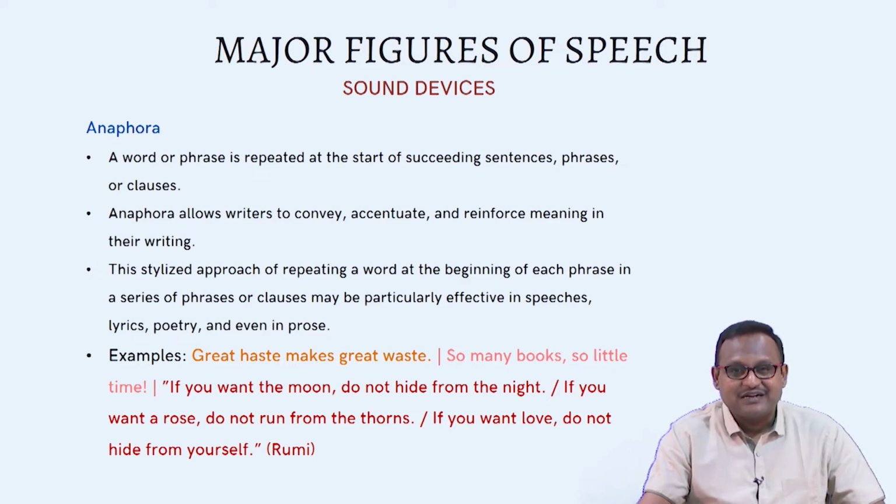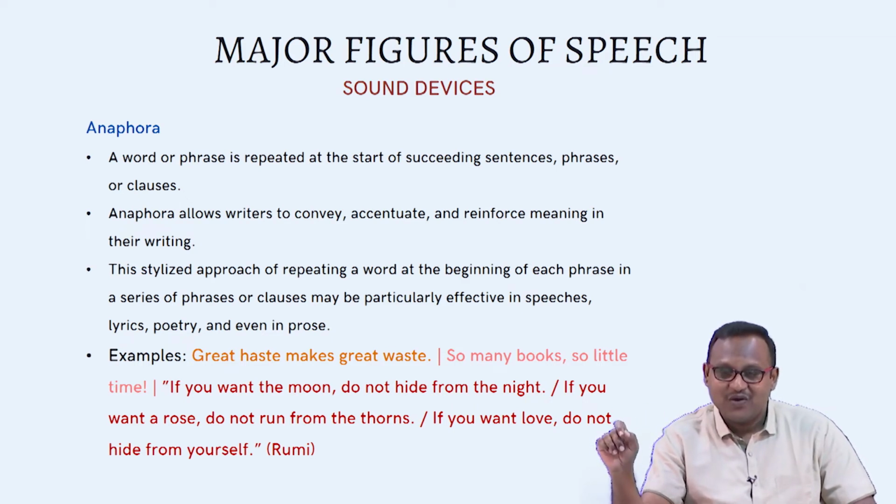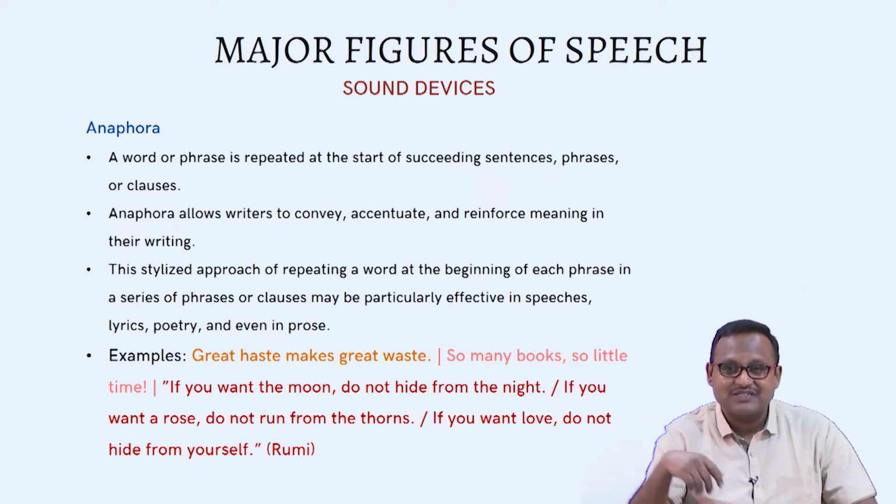This can be an example for another important literary device. We are going to discuss that in a very short while, but look at the word so here. So again the quantity. Now, if you want the moon, do not hide from the night. If you want a rose, do not run from the thorns. If you want love, do not hide from yourself. Look at the string of words here: if you want, if you want, if you want. If you want something, you need to do this.